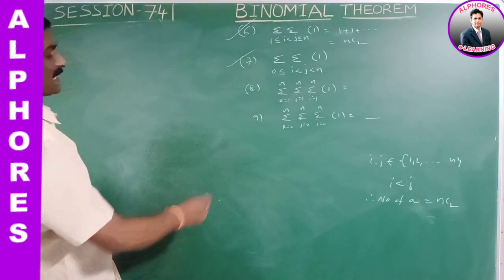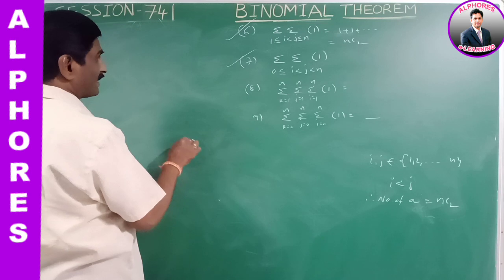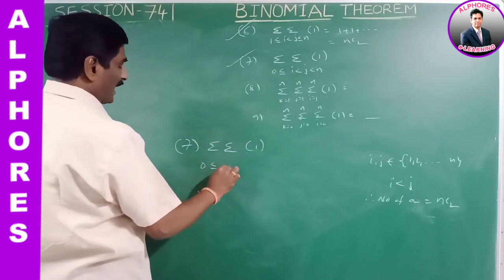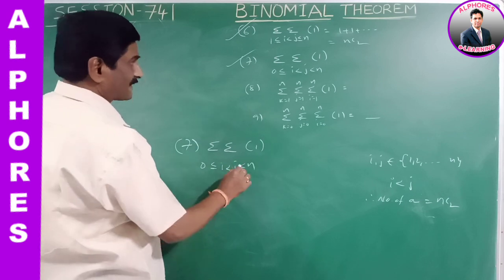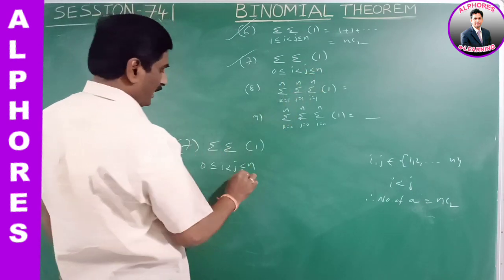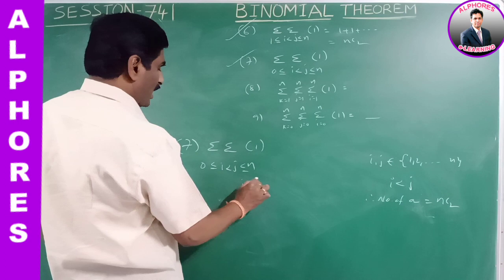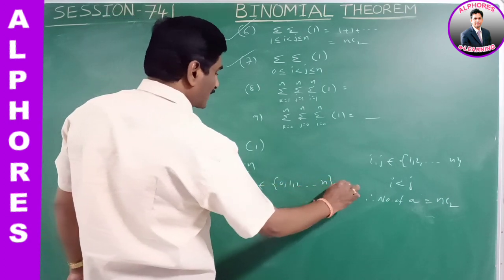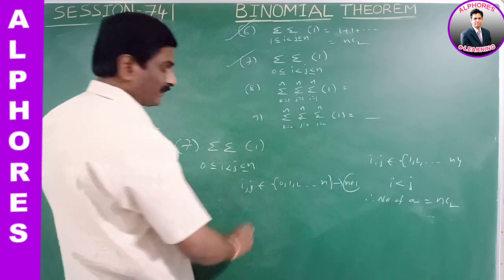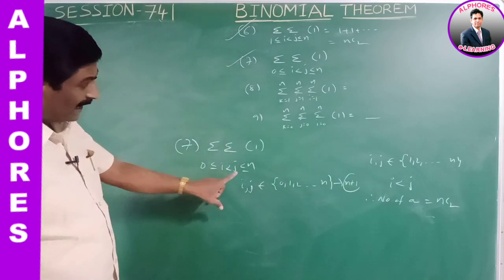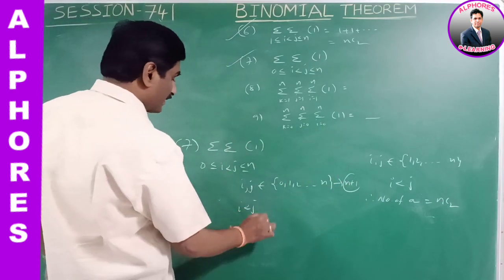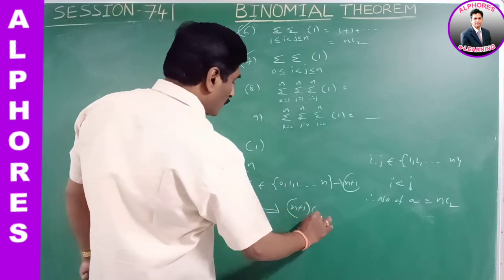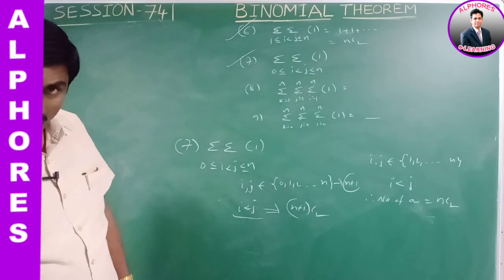Seventh one. Please observe this value. In the seventh case, double sigma of 1. Here 0 less than or equal to i less than j less than or equal to n. Here i comma j belongs to 0, 1, 2, 3 so on n. How many numbers are available here? n plus 1. Number of ordered pairs of i comma j such that here also i less than j. They are in a specified order. How many ordered pairs are available? n plus 1 C2. Number of ordered pairs available is equal to n plus 1 C2.